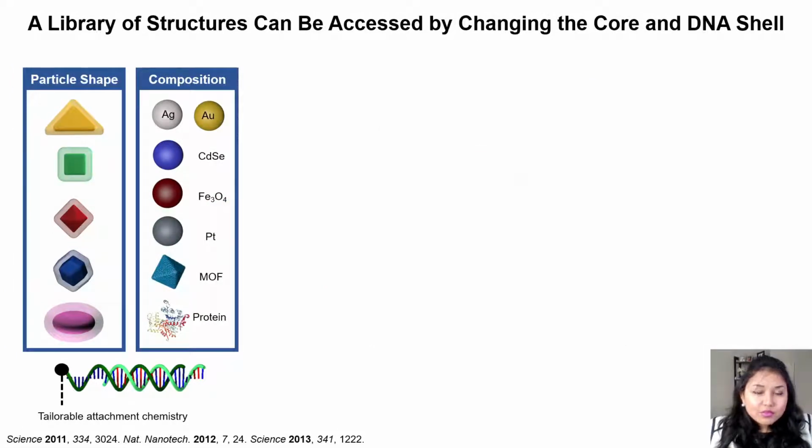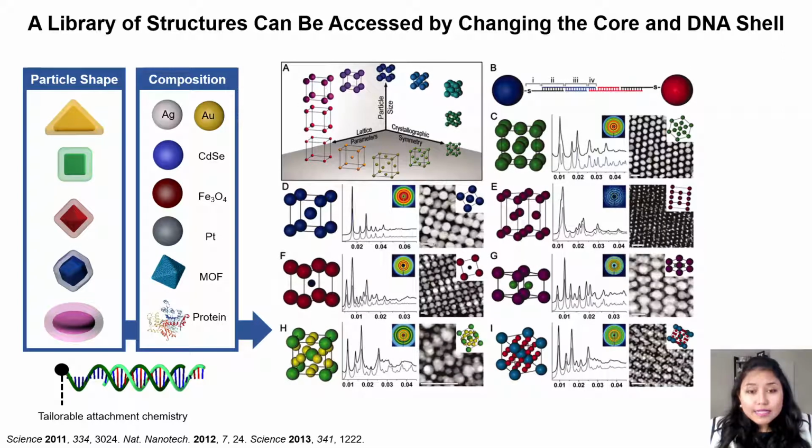The reason that this strategy is really powerful is because by changing the shape, size, and composition of the nanoparticles, as well as by changing the DNA design, we can have access to a library of different structures. To date, over 500 different structures have been achieved, but the caveat here is that most of these structures are static. So the question that I wanted to ask is, how can we make structures that are dynamic?